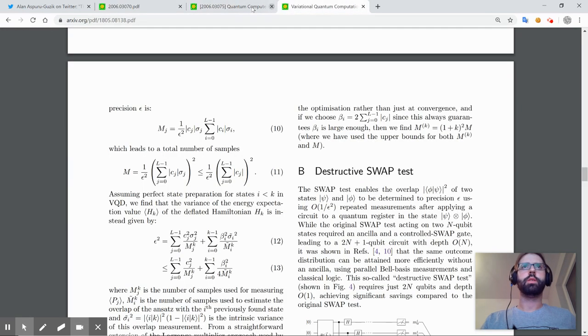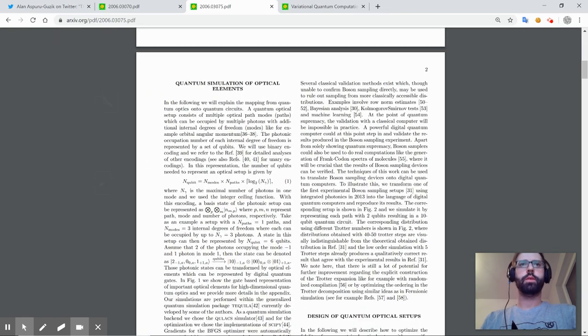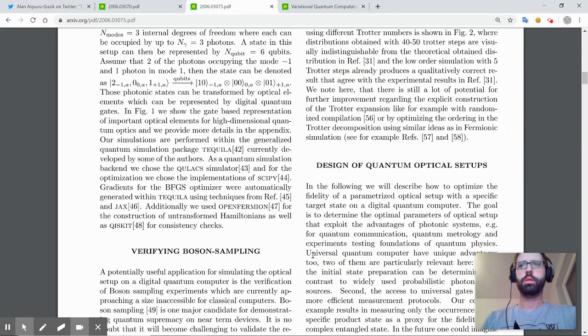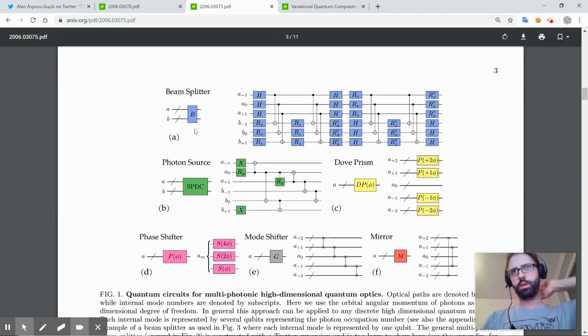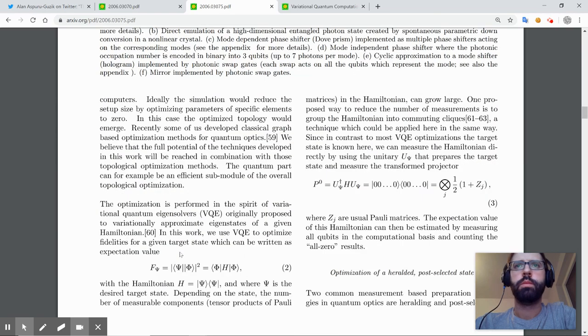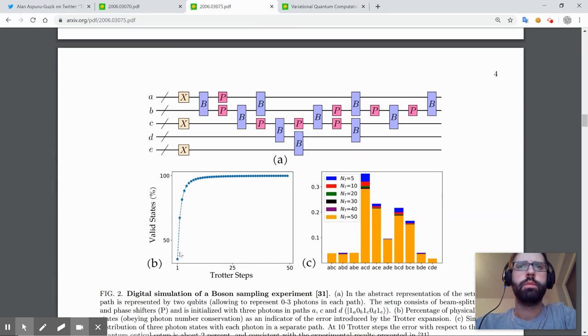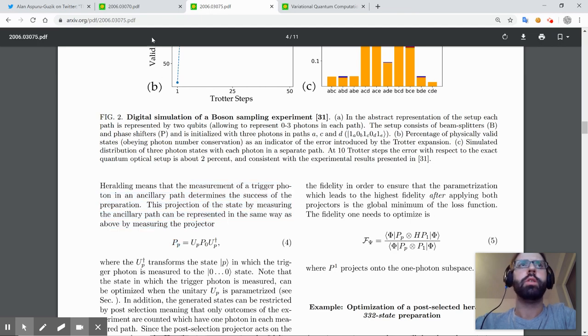So the photonics one is here, right? So quantum simulation of optical elements. Boson sampling. Here we got some circuits actually. So this is a way to simulate a beam splitter. This is an ansatz for a beam splitter, an ansatz for a photon source, a dove prism, mirror, mode shifter, phase shifter. Okay, let's go back to this. This is for later, I guess.